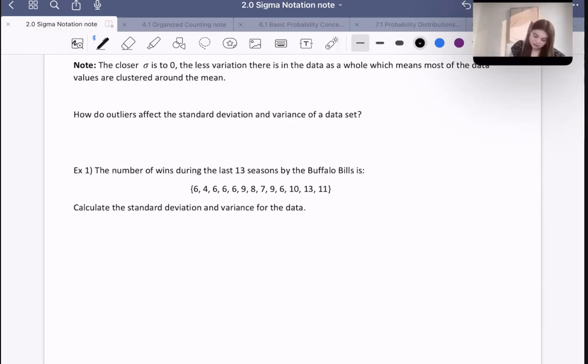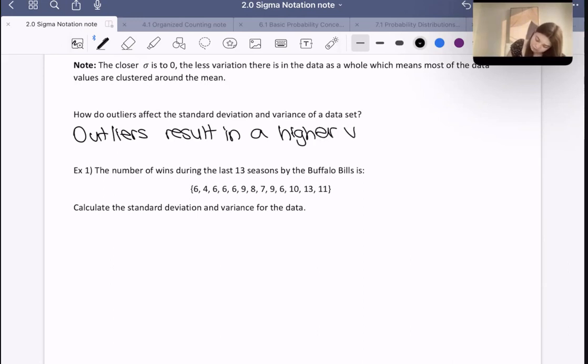So to answer that question concisely, outliers result in a higher variance and standard deviation. Good.